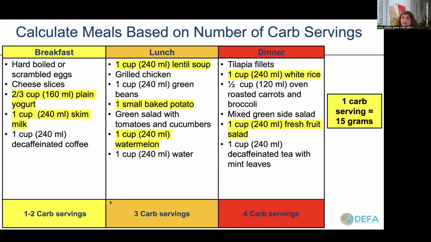The salad doesn't count, but the fruit does count. This person chose watermelon, which is low in carbohydrates, so they can have a full cup or 240 milliliters.